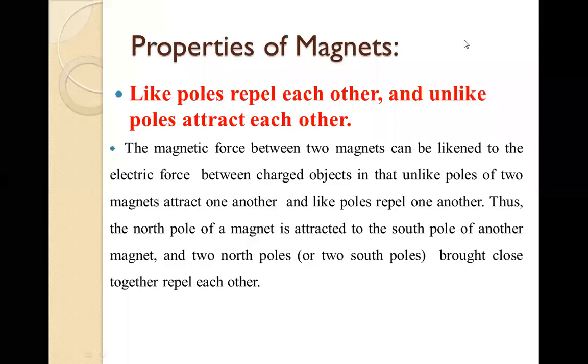As we said before, we are going to talk in this chapter about magnets and the properties of the magnet. We said last time that like poles repel each other and unlike poles attract each other. So if you are approaching a north pole to the north pole of another magnet, they will repel each other, but the north to the south, they will attract each other.